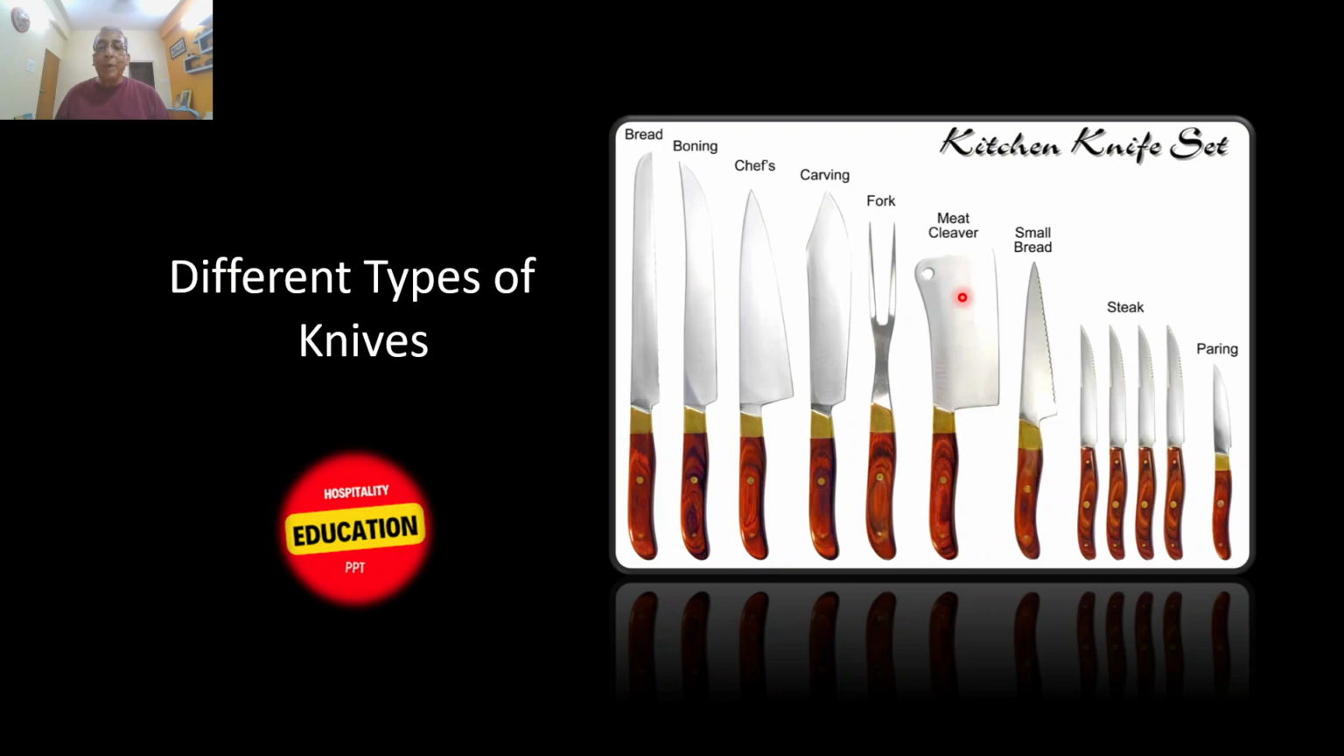This one is very popular especially in Chinese kitchens. It's known as the meat cleaver, also known as the Chinese cleaver. Then the very next one is a small bread knife, which facilitates cutting bread without any damage. Then there are these four types of knives available here. There is a steak knife, and finally the paring knife. So these are the knives we use every now and then in the professional kitchen to achieve different purposes.